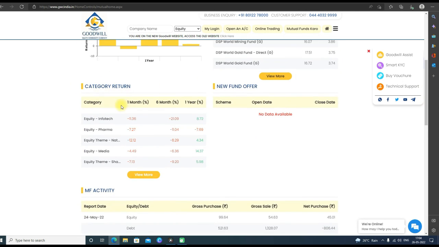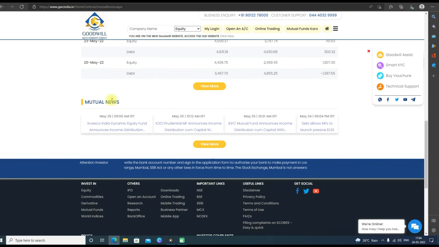And from here we can see the returns. And from here we can see the latest news about the mutual fund market.